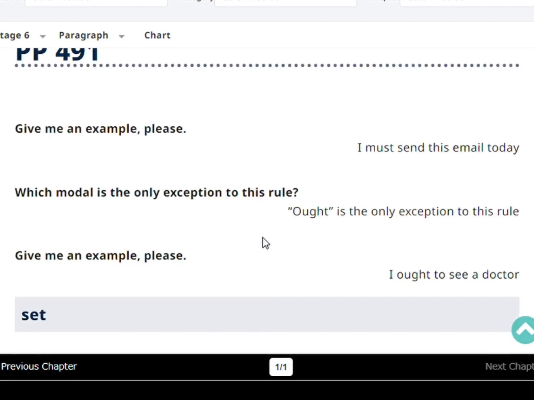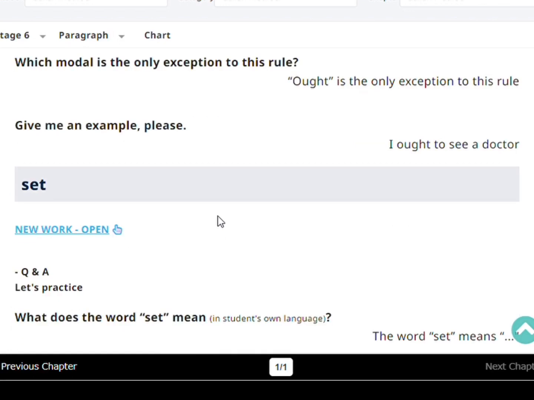Give me an example, please. I must send this email today. Which modal is the only exception to this rule? Ought is the only exception to this rule. Very good. Give me an example, please. I ought to see a doctor. Very good.